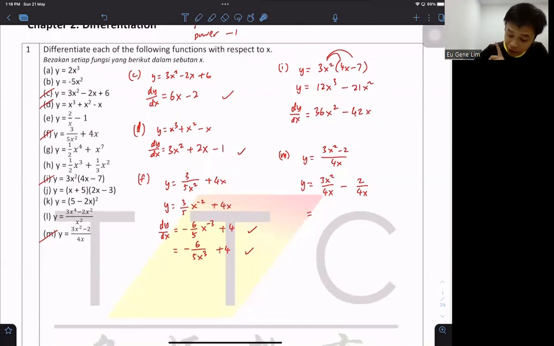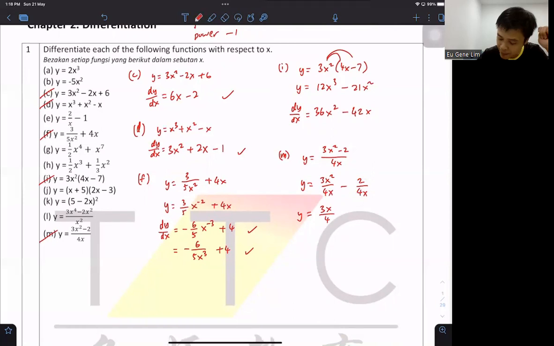Okay, now so you go and simplify the x first. You see, x squared and x you cancel. So it will become 3x over 4, right? You simplify first, and then 2 over 4, this one also can simplify. You see 2 and 4 also can simplify.